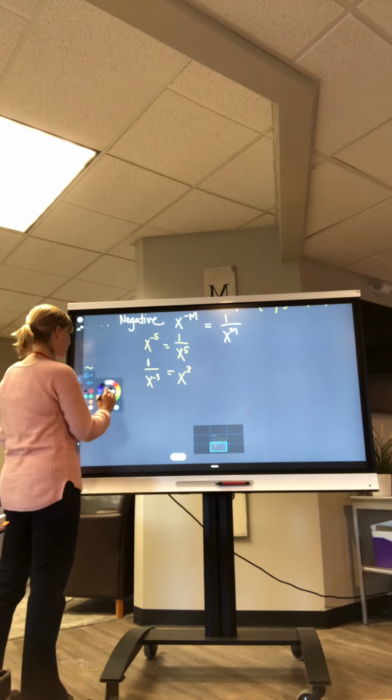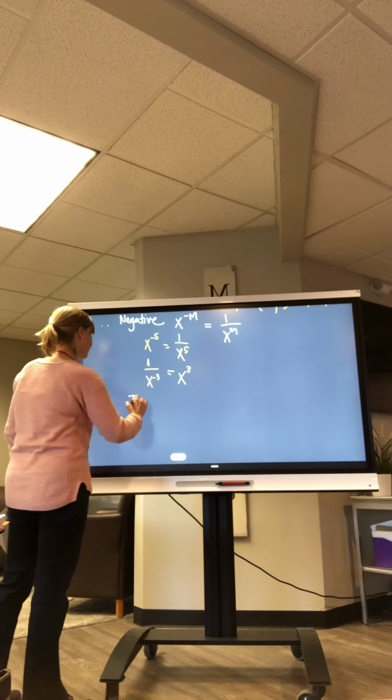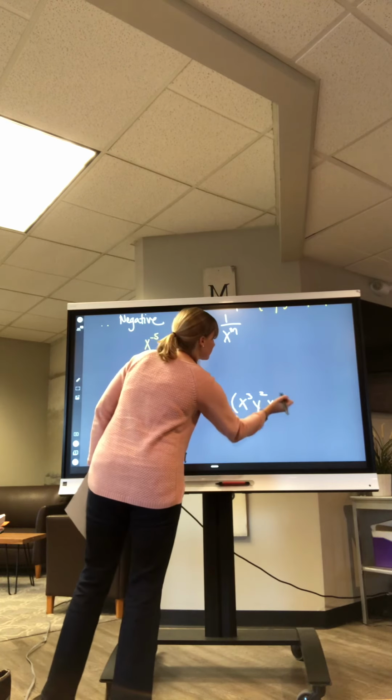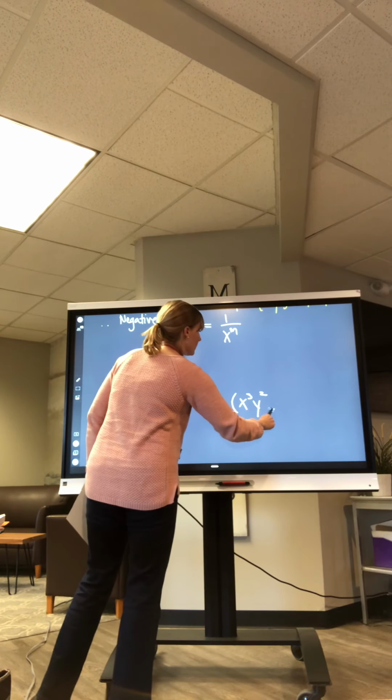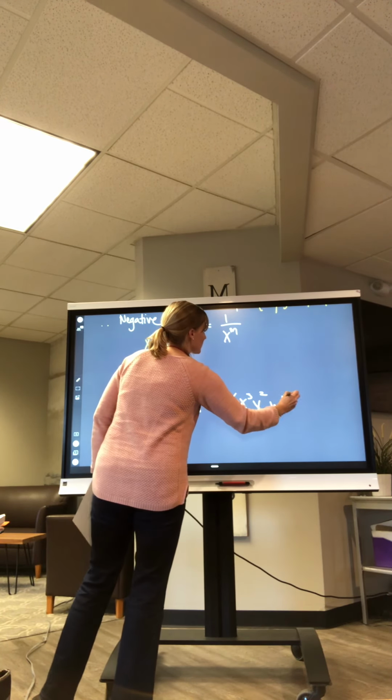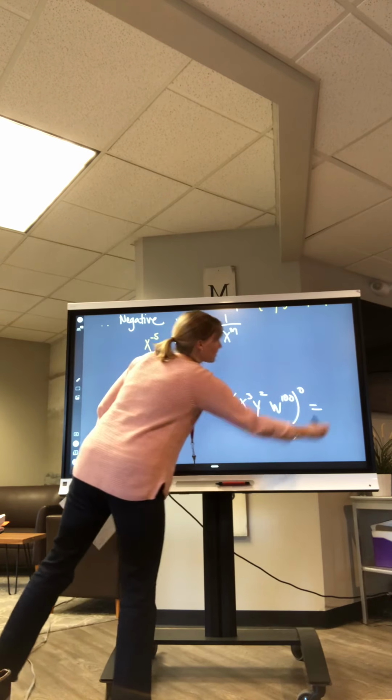The next rule is the zero rule. Anything to the 0 is just 1. Even if it was a huge thing, like x cubed y to the second w to the 100, if this whole thing was to the 0, then it would just be 1.